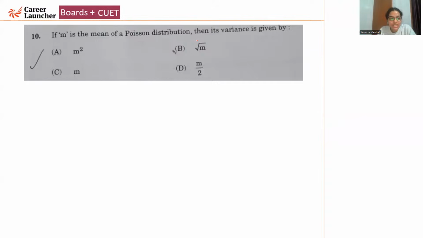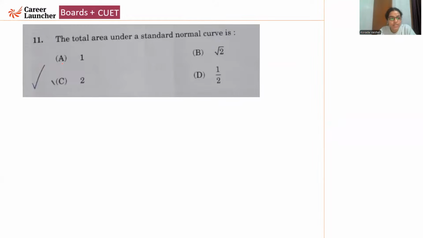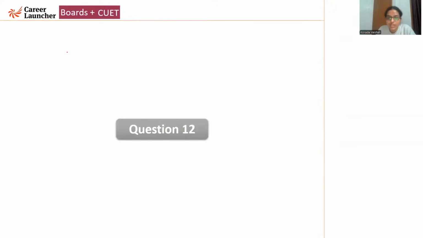Moving on to question number 10. If B is the mean of a Poisson distribution, then the variance is given by option number C. So I'm directly discussing the answer keys here. And coming to question number 11, the total area under a standard normal curve is always 1, right? So whenever we apply integration, we say that the total area under the curve is always 1. So the answer will be 1.